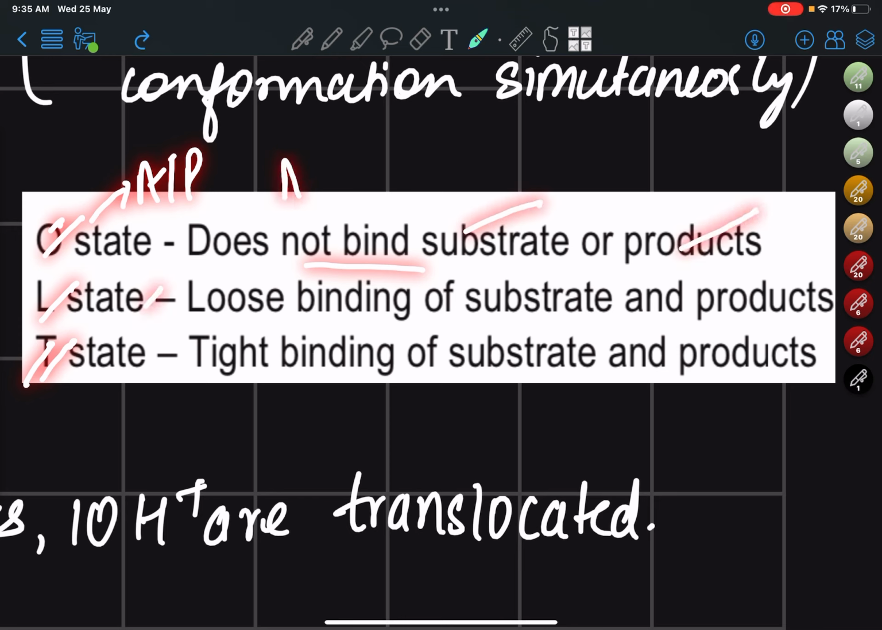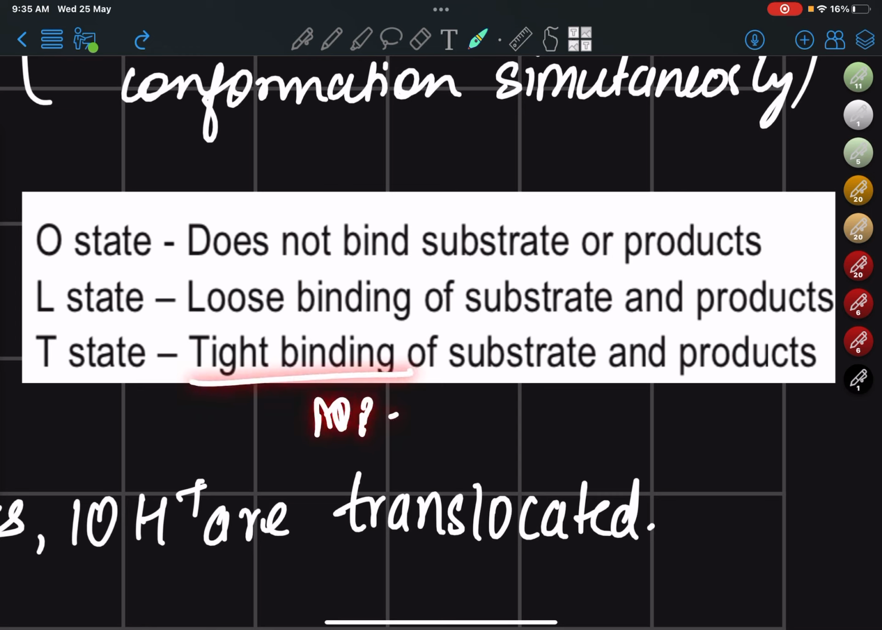In the L state, ADP and Pi exist, but they just exist. There's loose binding. Because of the loose binding, nothing happens between ADP and Pi. Then we have the tense state. Tense state means there's tight binding. That's why ADP and Pi form ATP.